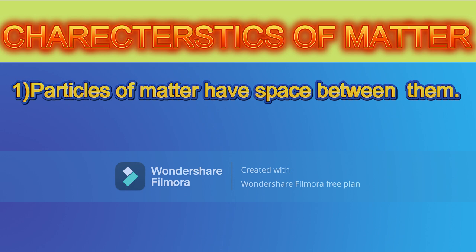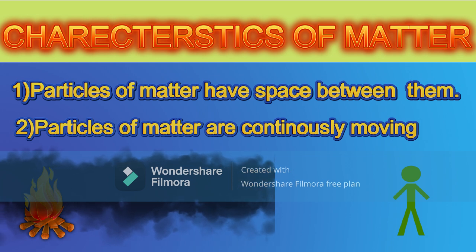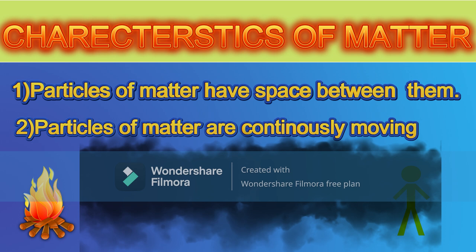The second characteristic of matter is that the particles are continuously moving. We can demonstrate that with a simple example. It must be done on a day without any wind. First of all, light up a small fire and stand a bit far away from it. After some time, you can smell the burning wood and also see the smoke coming towards you. This shows us that the particles of smoke are continuously moving and reaching faraway places without the help of any wind.